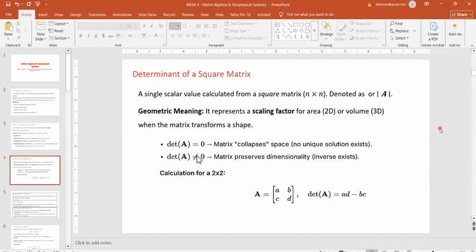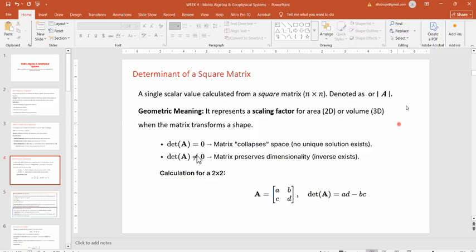Determinant of a square matrix. So, estimation of determinant. Those that did further maths and do some advanced maths, you will apply this. But let me just add one or two pieces of information that could be important. It's a single scalar value calculated from a square matrix. That's why it is n by n or m by m, because the number of rows is the same as the number of columns.